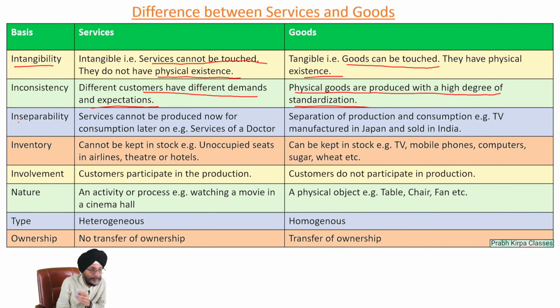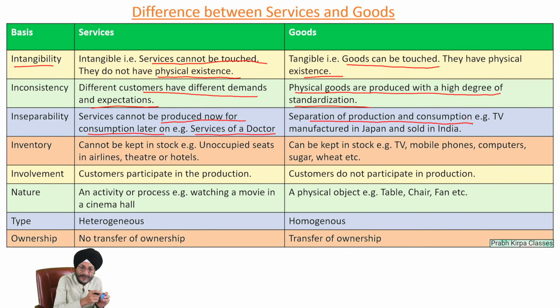Next is inseparability. Services cannot be produced now for consumption at a later date. For example, the doctor has to provide his services only when a client or a patient comes to him. Whereas in the case of goods, separation of production and consumption is possible. A pen drive or a TV may be manufactured in some other country or in some part of the country and may be sold in another part of the country.